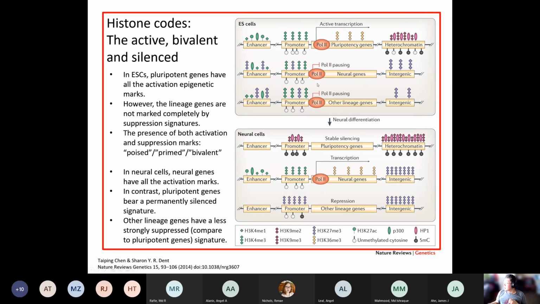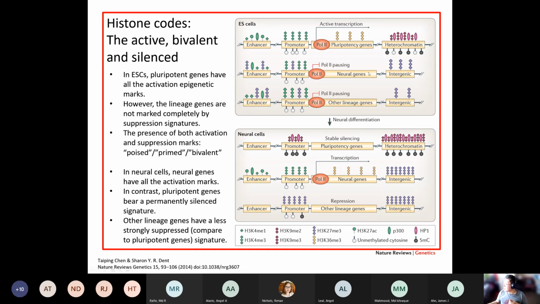Like in neural genes, so we're going to another locus that encodes neural genes. You can see in neural cells, of course, the promoter is modified just like the pluripotency genes are modified in embryonic stem cells. You see this H3K4 trimethylation. You also see this K27 acetylation. So that's neural genes. Of course, you can understand that because neural genes are active in neural cells.